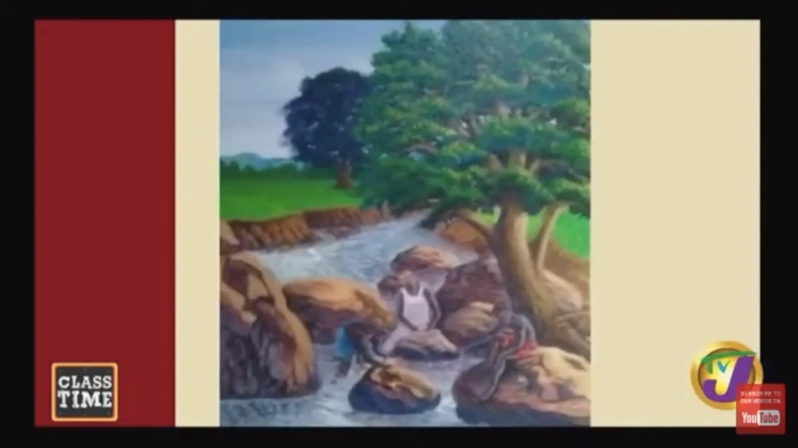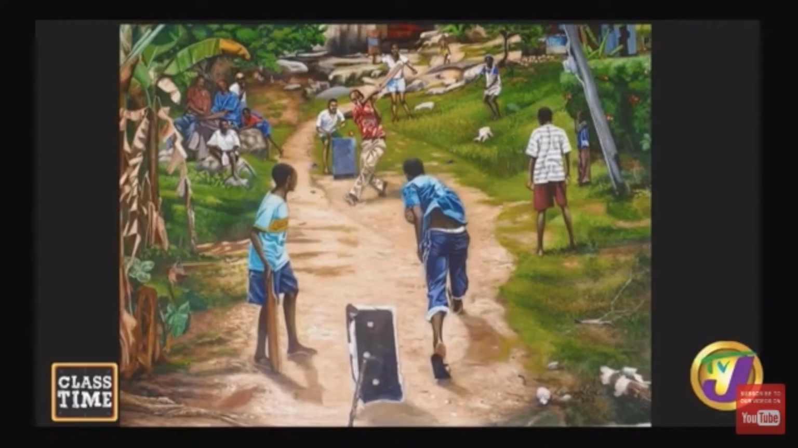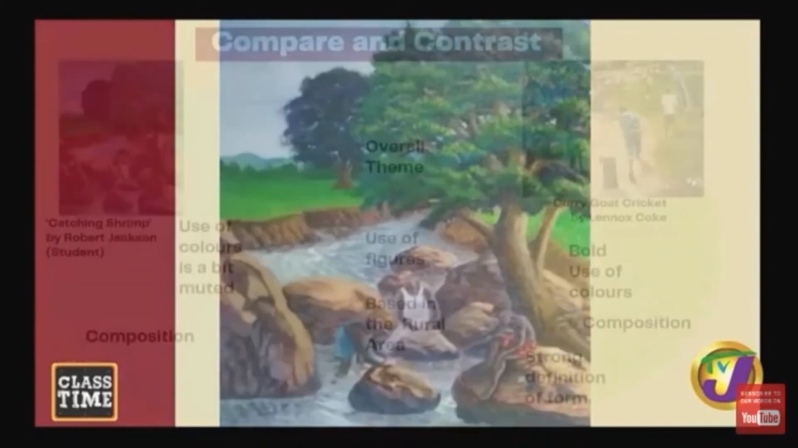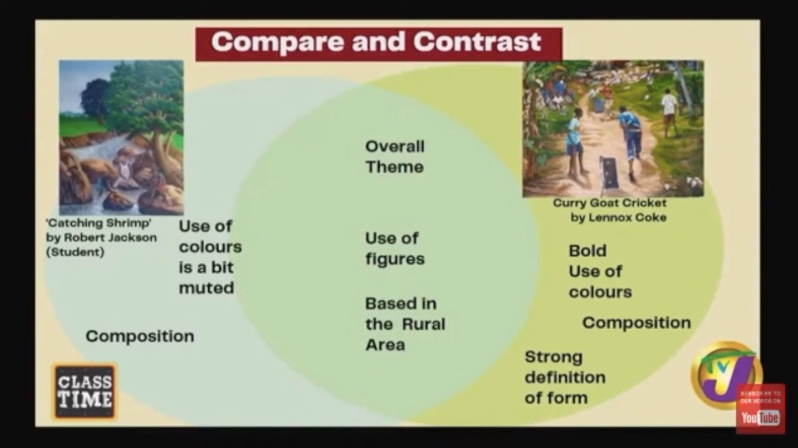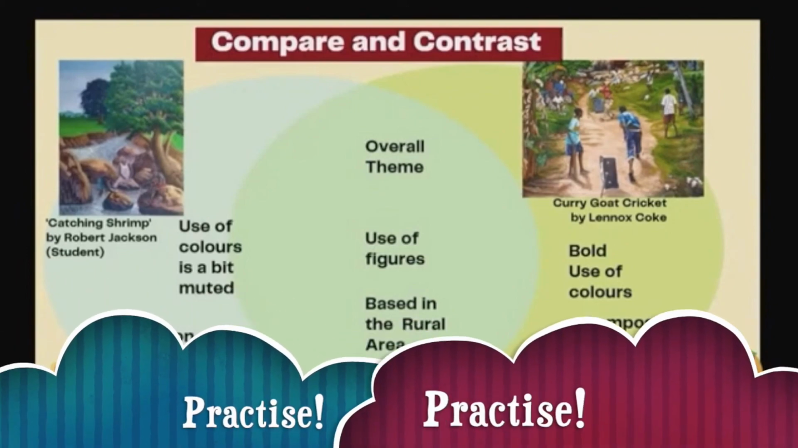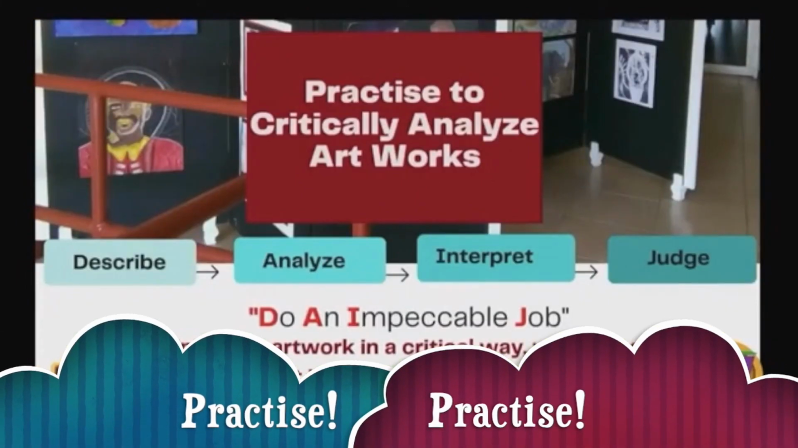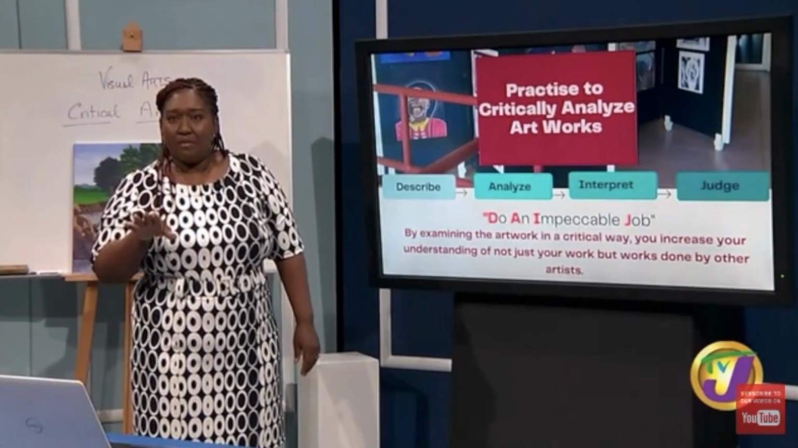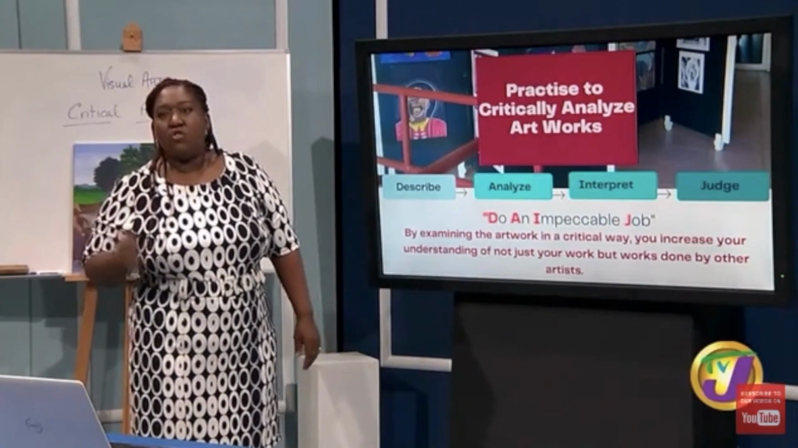So what you do after you do this Venn diagram is put all your points together and create your paragraph that we call comparing and contrasting. Still trying to work on a mnemonic for that. And once you have completed that, you would have done an impeccable job. Say it with me, do an impeccable job. Okay? So this is the comparing and contrasting layout you can go with. Now, practice critically analyzing artwork. It's not going to be easy if you're doing it for the first time. But once you get the hang of it, no problem.